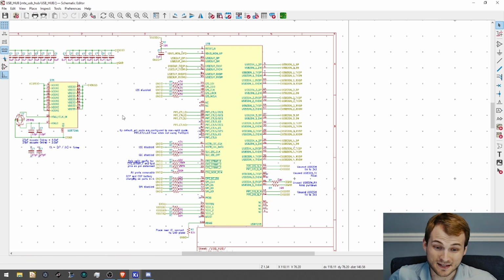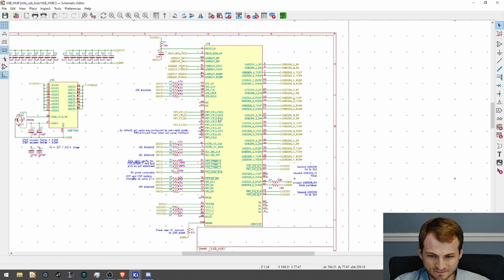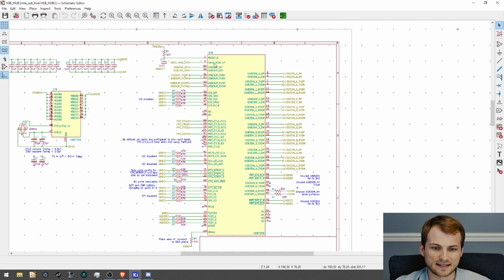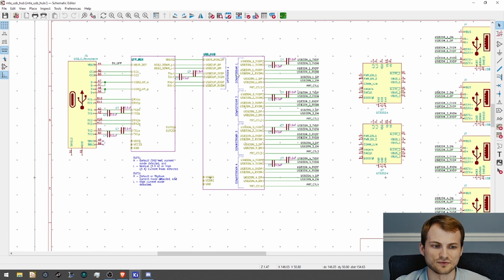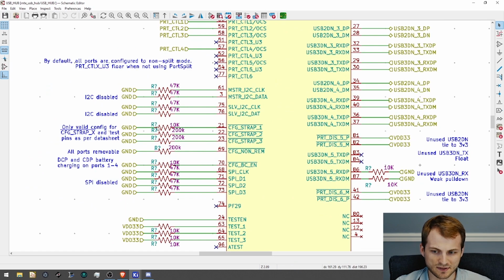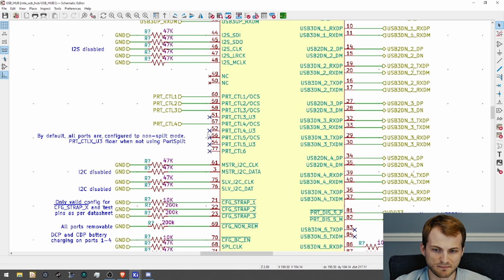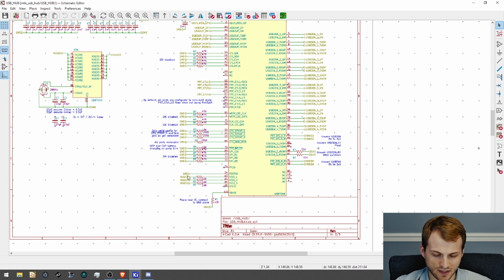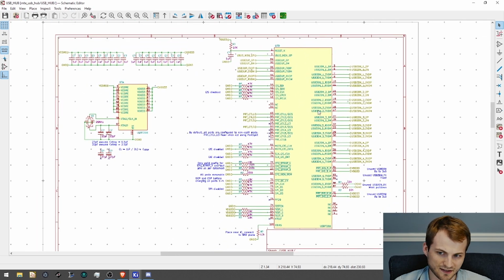And this hub has kind of been a nightmare. I am sure that I'm going to be missing at least 1 or 2 configuration pins. There's a lot here. Since this design does not use I2C or SPI, everything on here is done with strap pins, and you have to make sure that all of your strap pins, whether they are pulled up or pulled down or floating, are correct based on the datasheet.